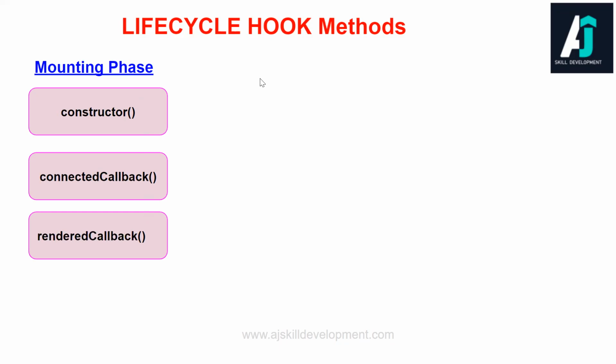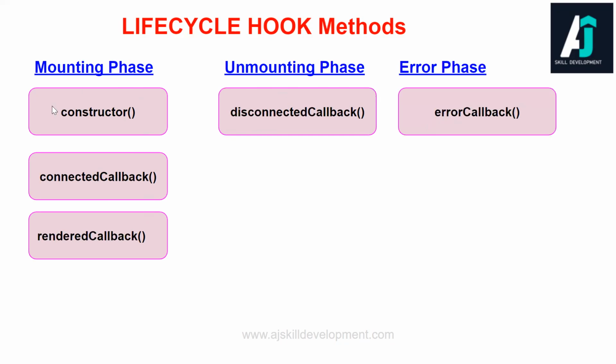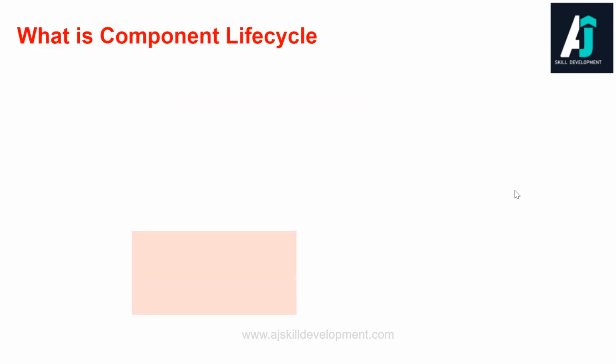And then we have the unmounting phase. That is when you remove the component, we have the disconnectedCallback, which will be automatically invoked. If any of your components is throwing any errors, then we have an error phase, which has a hook called errorCallback. You should be able to remember and understand these methods. I will explain the constructor and everything in detail in the next videos. So these methods alone, you have to keep in your mind. That is what I have given in the pictorial representation also.